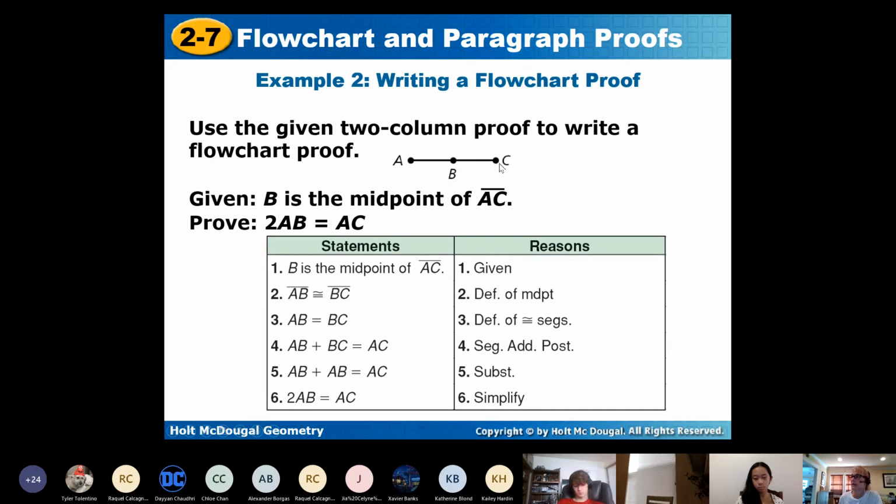So we have A, B, and C, and B is a midpoint. We want to prove that 2 times AB equals AC. Again, we've done this actually in our notes already. If B is a midpoint, that's given, but that gives us those 2 congruent segments, which gives us equal measurements. Then I can use the segment addition postulate to say AB plus BC equals AC. Then I can substitute from here to here with AB, which gives us 2AB equals AC.